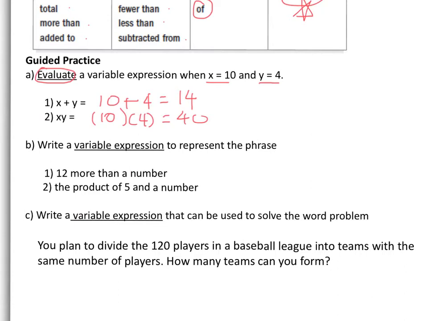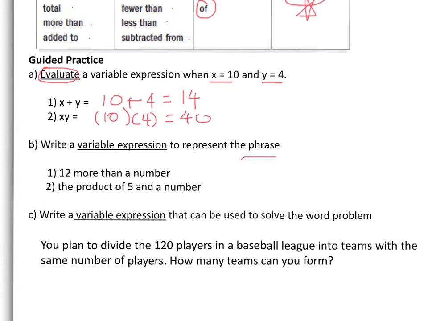Part B. Write a variable expression to represent the phrase. So here I give you 2 phrases, and I want you to write it as a variable expression. So 12 more than a number. It just means that there's 12 more. So n has to be first. Number 2, the product of 5 and a number. Product means multiply. So 5 times n.